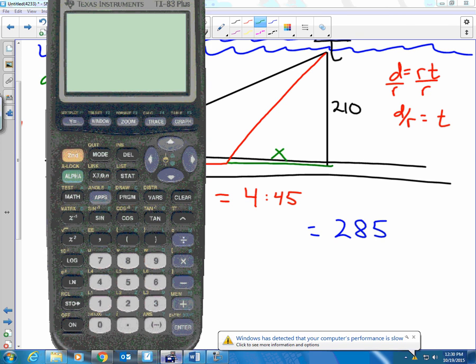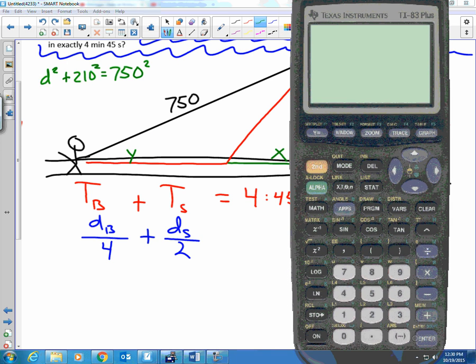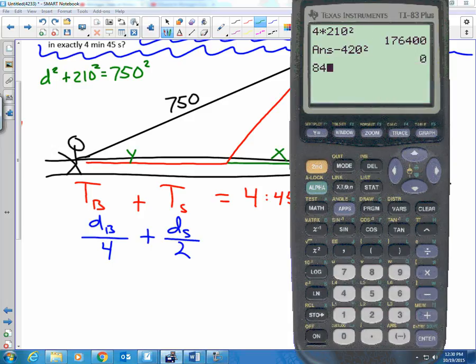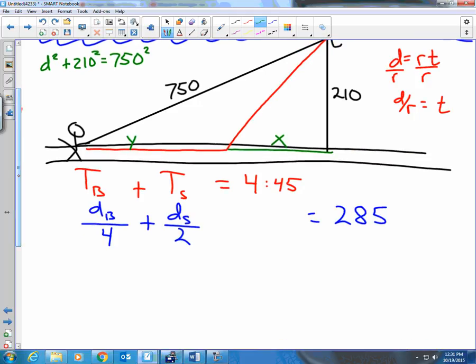So you should all have your calculators out so we can save time here. Do we need our calculator today? You need your calculator every day. So we have 750 squared minus 210 squared. Is that my answer for D? Nope, not even close. I totally messed that up. So 750 squared minus 210 squared. I get that. What do I have to do? Square root the answer. Second answer. There you go. Enter. 720. So this whole length here, this whole distance right here is 720.